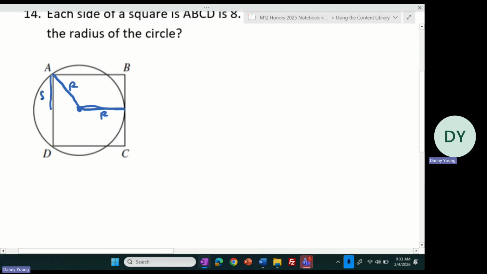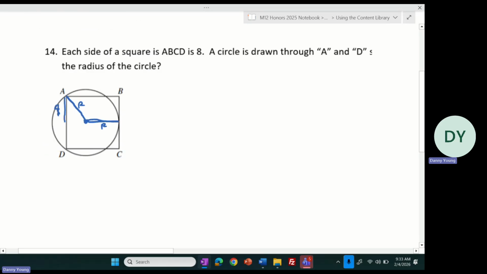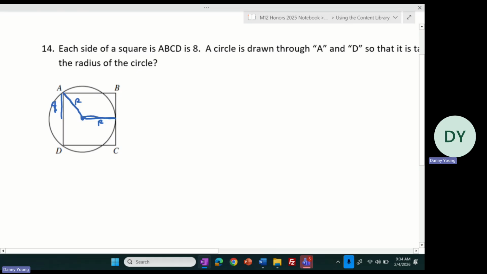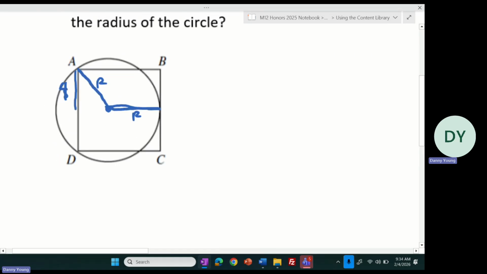8. So this is 4. Why is it 4 but not 8? Half a side, right? Now, the second thing you do for these kinds of questions is you always make a right triangle. What's the length from here to here? 8, right? This length is R.